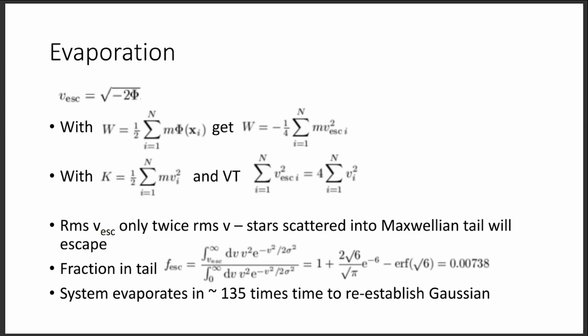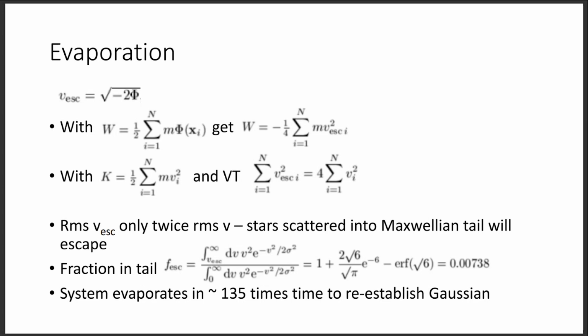Evaporation is a very important phenomenon when you're thinking about star clusters. The escape velocity associated with the gravitational potential, we all know, is this square root. The gravitational potential is negative, so I need a minus sign for taking the square root. But we have with a half m v escape squared equal to minus m phi.